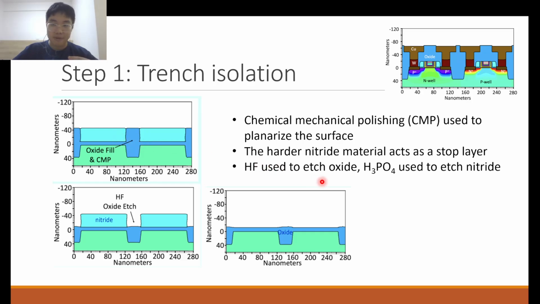oxide in these gaps over here, and phosphoric acid is used to etch nitride. These are extremely selective reagents. Hydrogen fluoride is extremely selective to oxide, so it etches oxide at a much higher rate than it etches other materials like nitride, or the silicon material itself. And likewise, phosphoric acid is also very selective, in this case for nitride, and it doesn't etch oxide that much compared to the rate at which it etches nitride. Okay, so eventually you get a very flat surface of the oxide, which acts as the isolation. You see over here, the isolation.